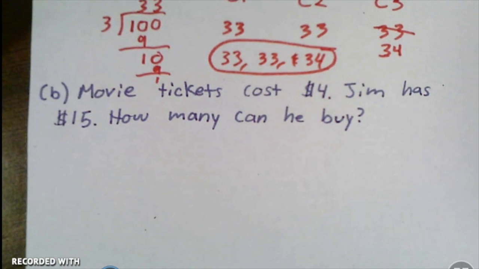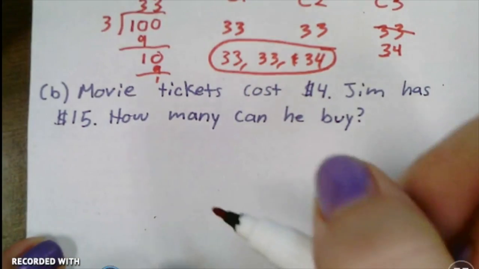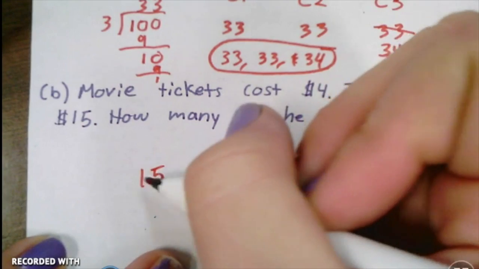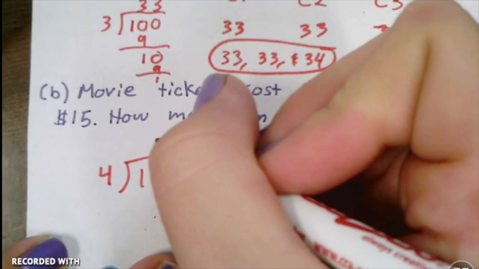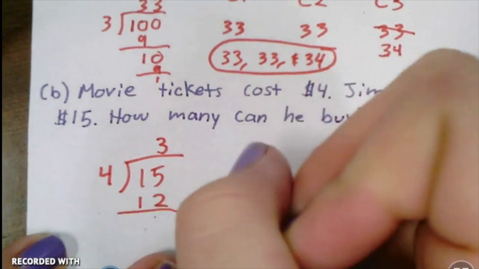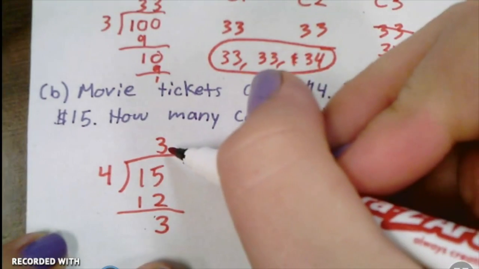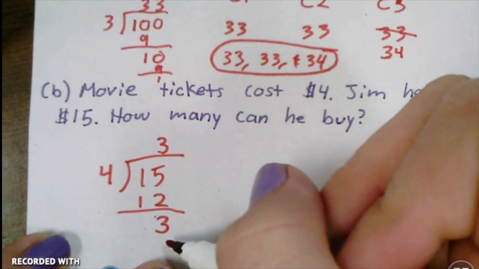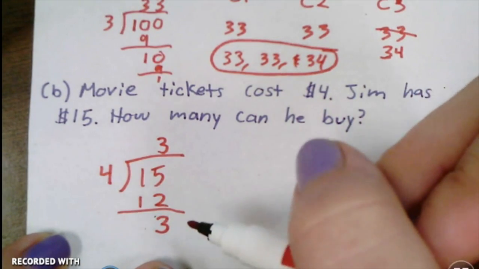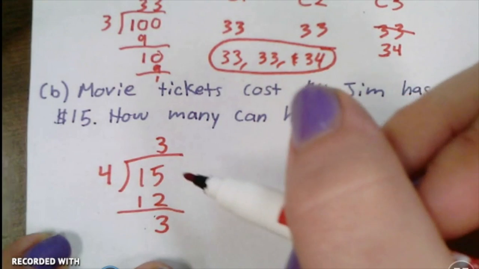By the way, you should be writing down all of these examples in your notebook to show that you watched this video. Movie tickets cost $4. Jim has $15. How many can he buy? All right, well, again, we got 15 bucks. We're going to divide it by 4. So we've got 15 divided by 4. 4 can go into 15 3 times. It's 12. So he could buy 3 tickets, and then what does this 3 down here represent? Well, this is a remainder of a ticket. He could buy 3/4 of another ticket, but not a whole other ticket.